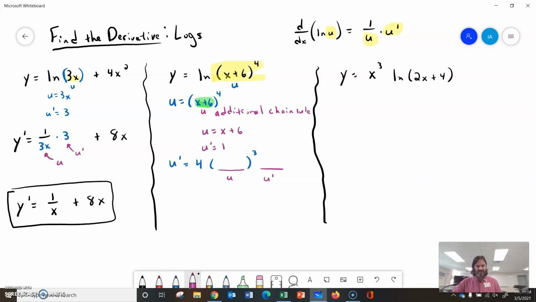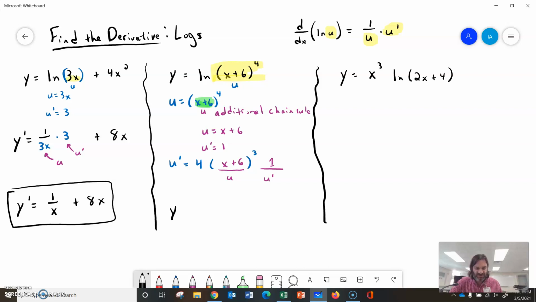And it may not make a difference in the long run, but it does happen. So let's see here. That u inside was x plus 6, and then the u prime is just 1, so I really don't need to write it. So the thing inside the logarithm has a derivative of 4 times the quantity of x plus 6 raised to the 3rd. Now I need to go back because I have the derivative of that thing inside.